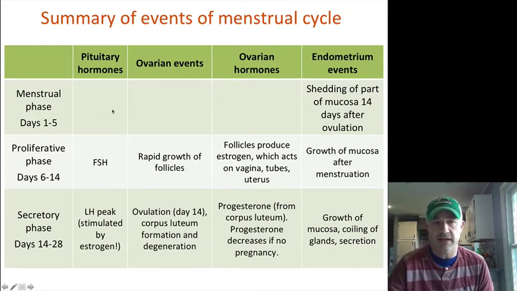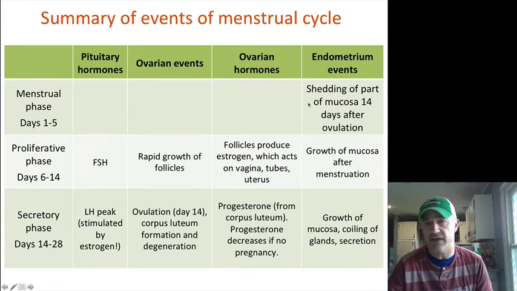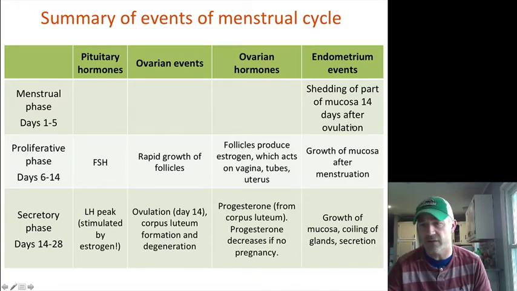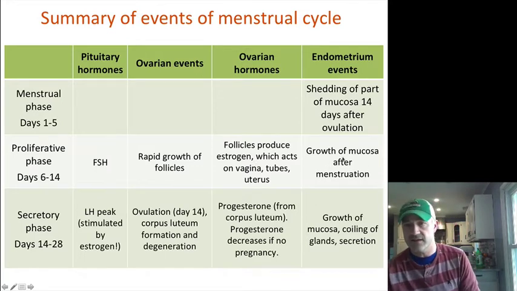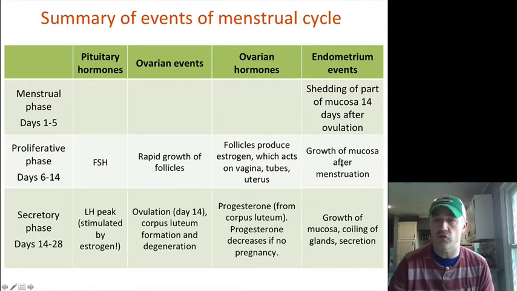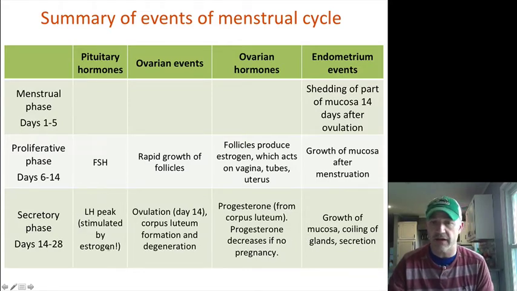Pituitary has started some development with the FSH, but you're really shedding off the endometrium, the lining from the last month here. FSH then really gets pumped out here. It's going to cause those ovarian follicles to develop and a lot of estrogen to be released, which makes the endometrial lining start to build back up again. In the second half here, we get a peak of LH stimulated by all that estrogen, causes ovulation, which causes the corpus luteum to form, which is going to kick out a lot of estrogen and progesterone, which is going to get that glandular epithelium to develop much, much more.